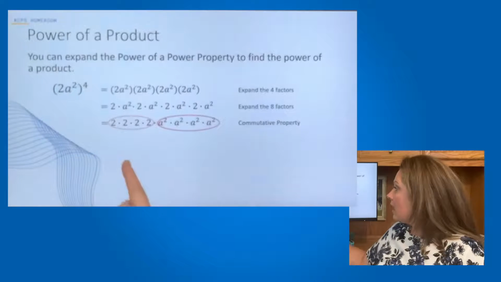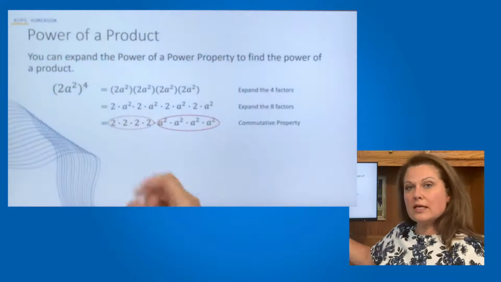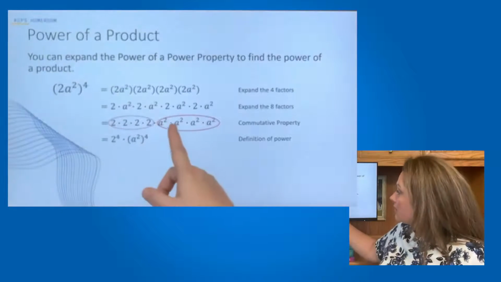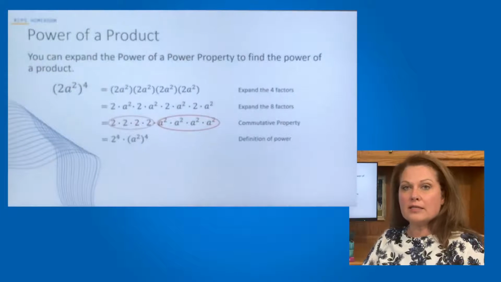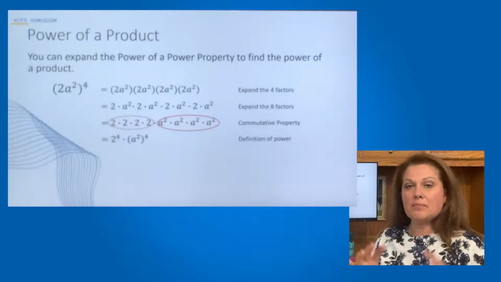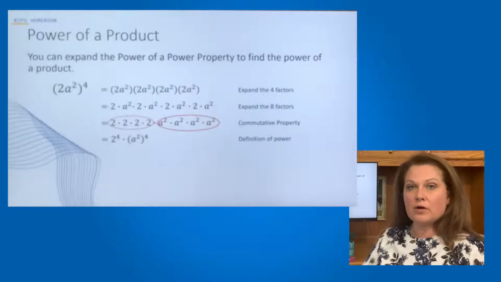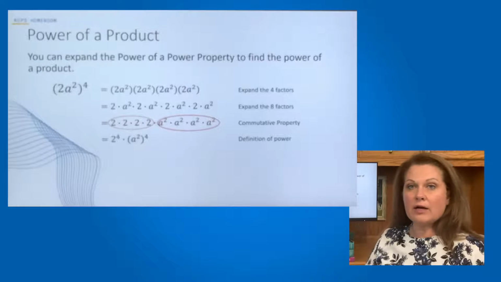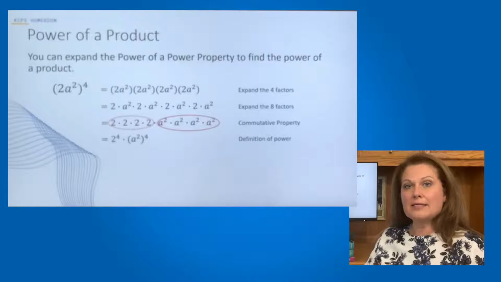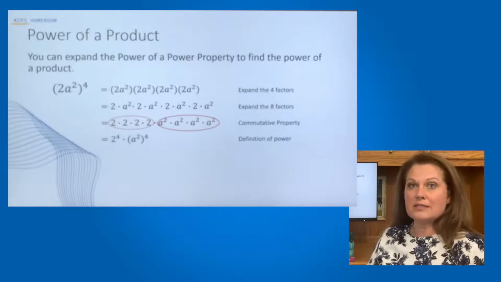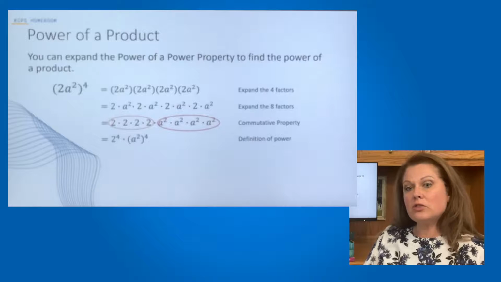Now you'll notice I have 4 2's, and another way to write that would be 2 to the 4th power. You'll notice I also have 4 a to the second powers, so I would rewrite that as a to the second, don't forget your parentheses, to the 4th power. Now that's called the definition of powers. I'm just rewriting what I've known in expanded form as a power so I can use my other powers of exponents to simplify.